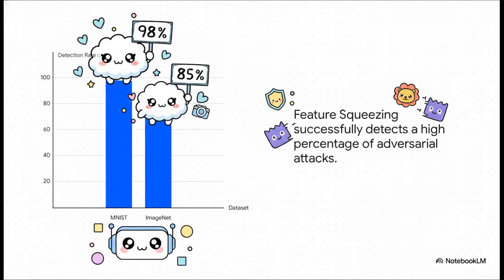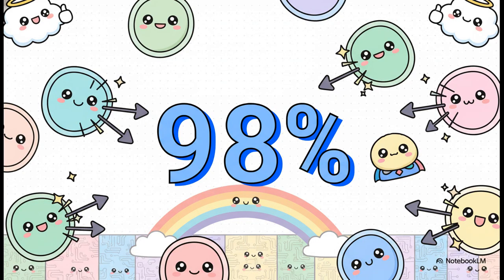On the handwritten digit dataset, it caught 98% of attacks. And on ImageNet, which is a much harder dataset with complex photos, it still nailed a really strong 85% of them. Let's just pause on that for a second. 98%? For a problem this tricky and this dangerous, being able to catch almost every single attack with such a simple idea, that is a huge win.